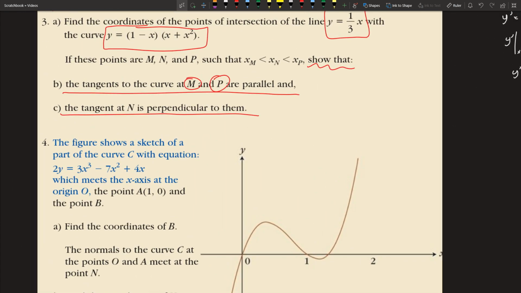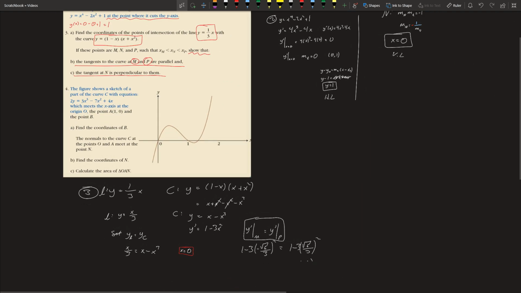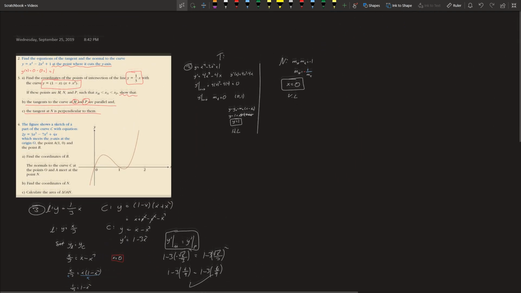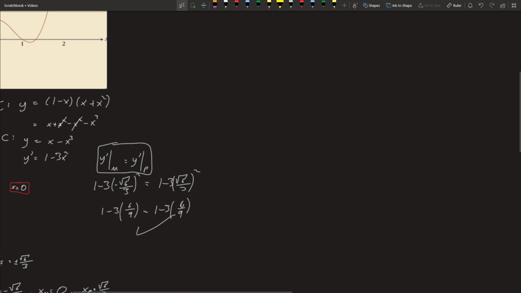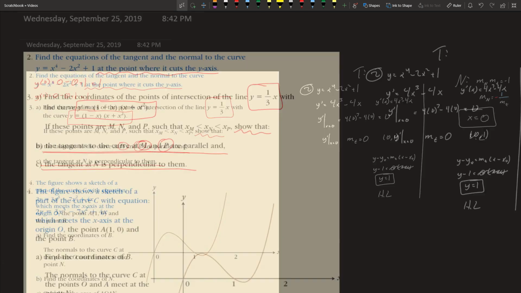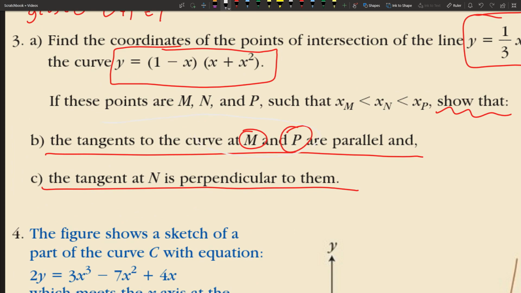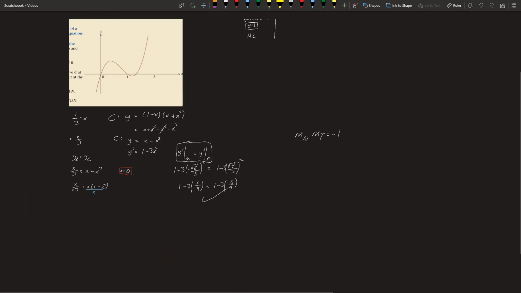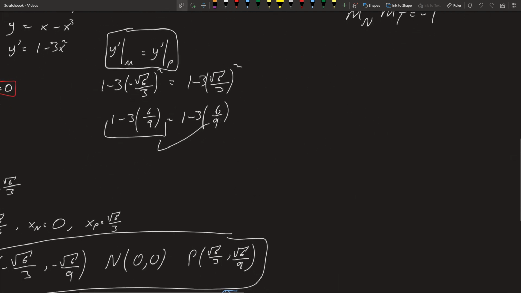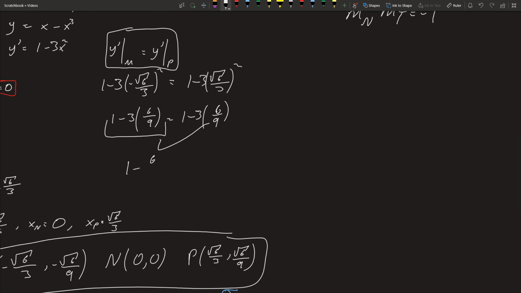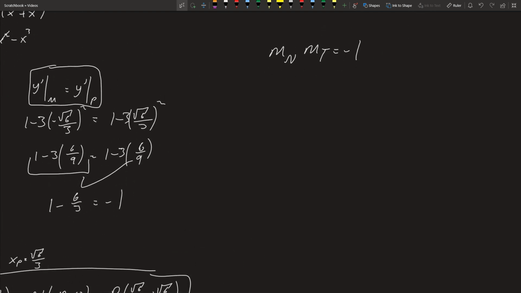the tangent at N is perpendicular to them. So remember, in the last video or the last exercise, I told you that the slope of the normal times the slope of the tangent is equal to -1. What's the slope of the tangent? Well, we know the tangent to the curve at M and P, so the slope of the tangent is simply the slope that we found here. So if we simplify that, 1 minus, so 6 over 3 is 2, 1 minus 2 is equal to -1. So the slope of the tangent is -1.